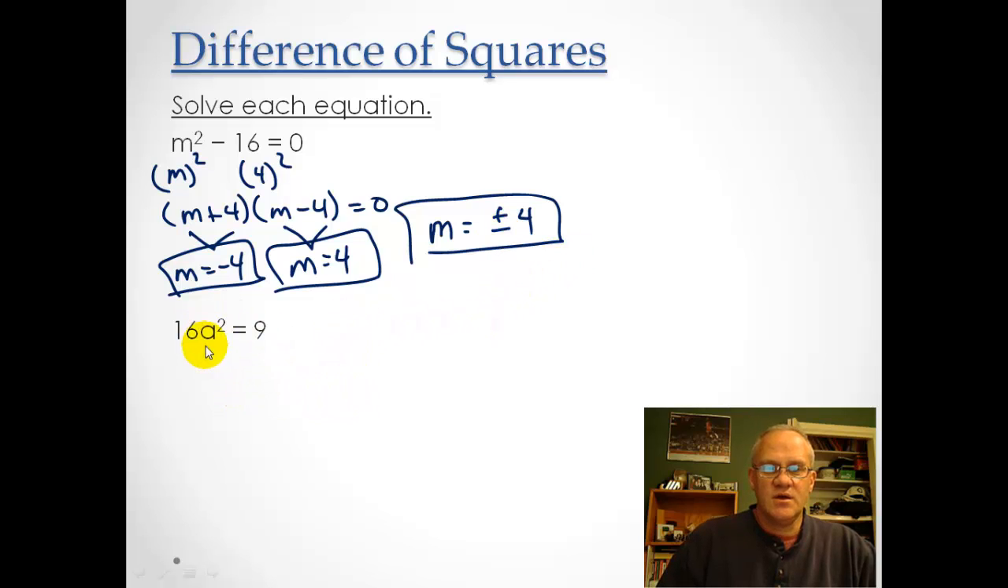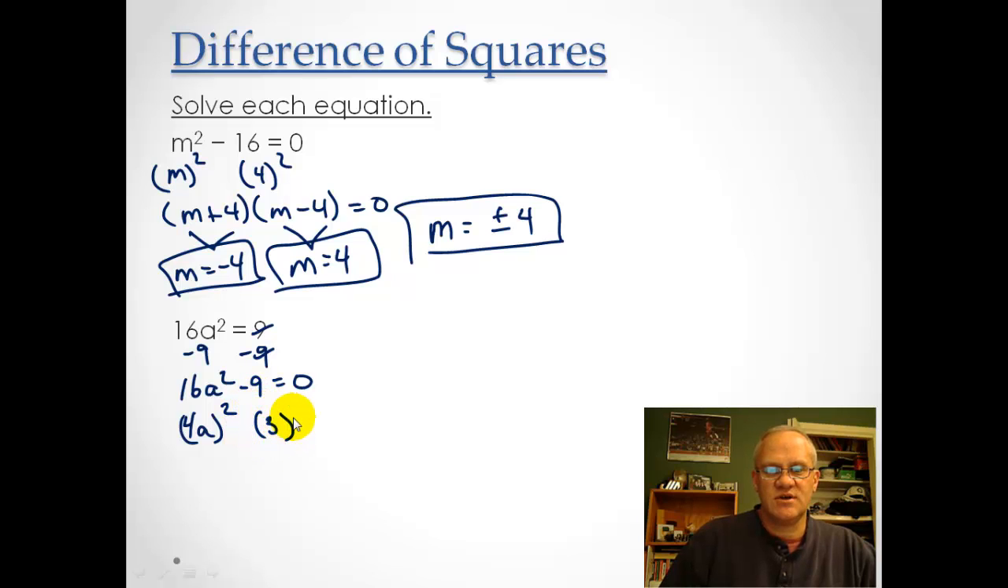All right. Second example, is it equal to 0? No. Okay, so we have to make it equal to 0. So I'm going to go minus 9, minus 9. So that gives me 16a squared minus 9 equals 0. All right. Let's look and see, we have two terms, so we're going to do difference of squares, obviously. Is 16a squared a perfect square? 4a times 4a. And 9 would be 3 times 3.